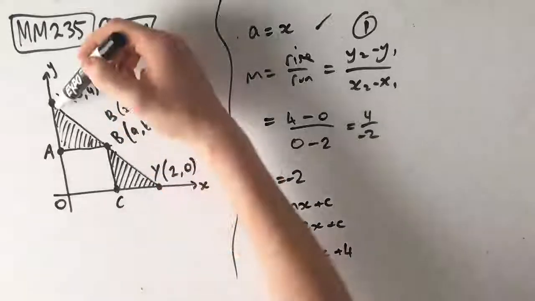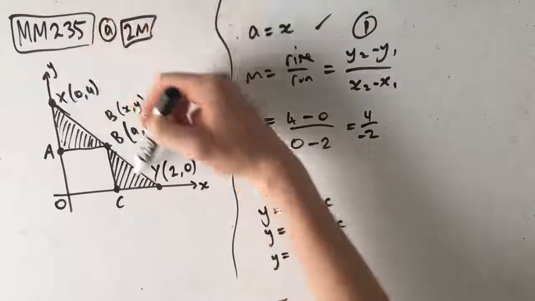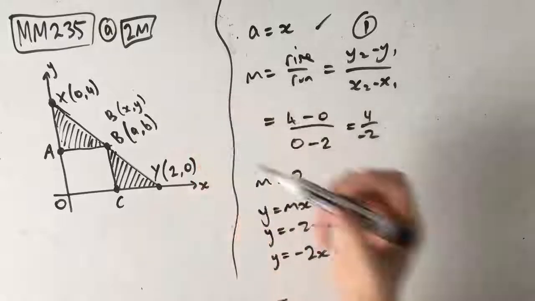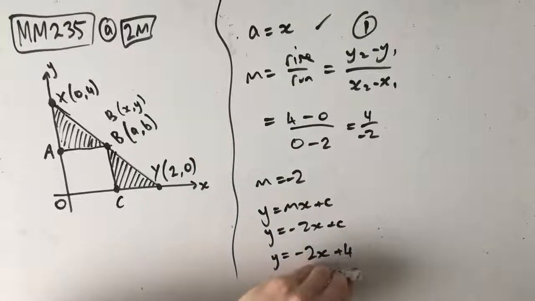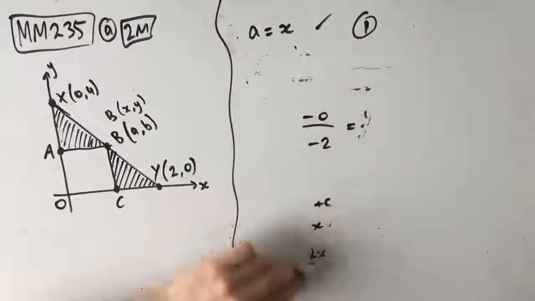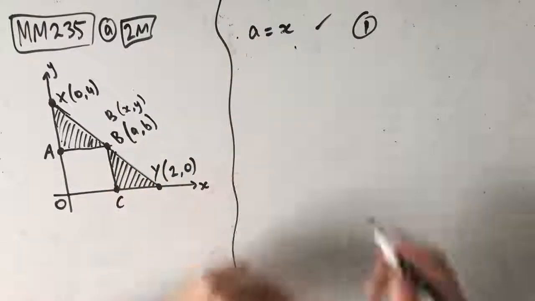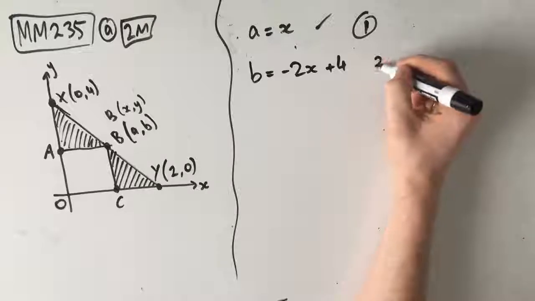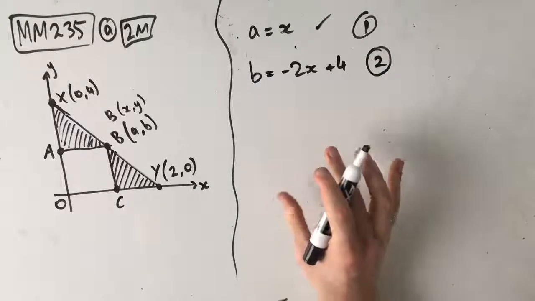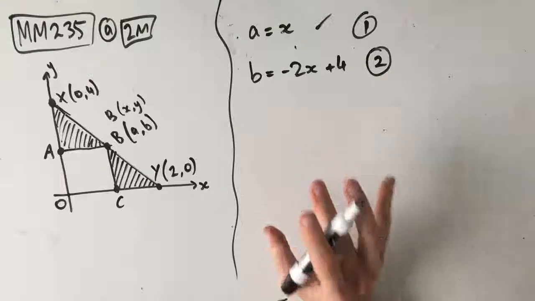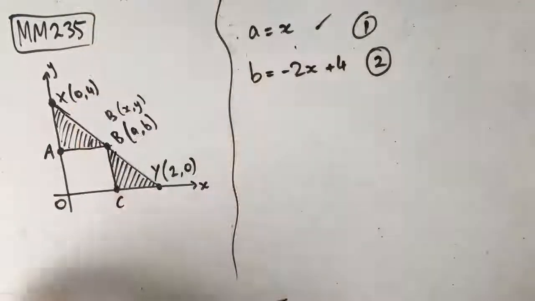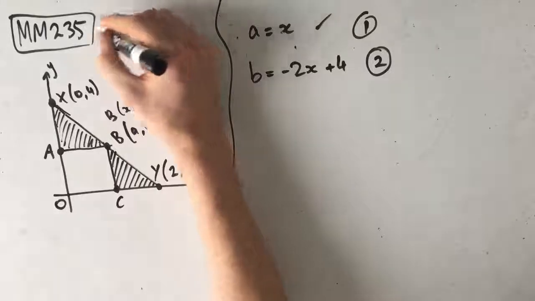Awesome. So any y value along this line, xy, is equal to negative 2x plus 4, which means that our b value is our y value, so therefore b is equal to negative 2x plus 4. That's our second mark. That's part A. Let's move on to part B. So part B(i) is a 3-mark question.